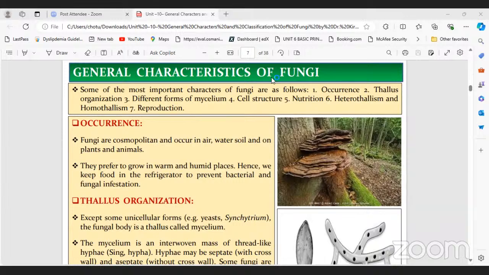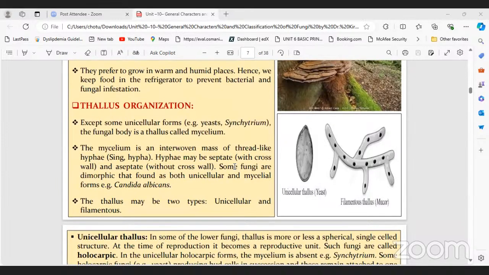What is the thallus of fungi? The thallus of fungi usually consists of microscopic tubular filaments called hyphae. Listen carefully. The thallus is named mycelium. But before mycelium, what is a hypha? The thallus of fungi usually consists of a microscopic tubular filament called a hypha. A hypha is single. A mass of hyphae consisting the thallus is called mycelium.